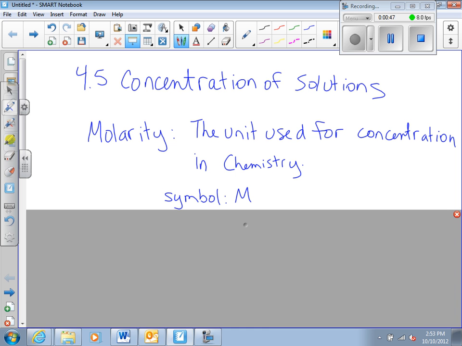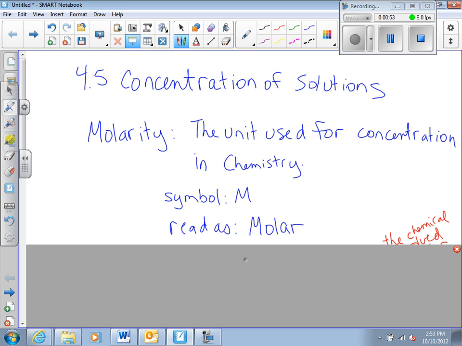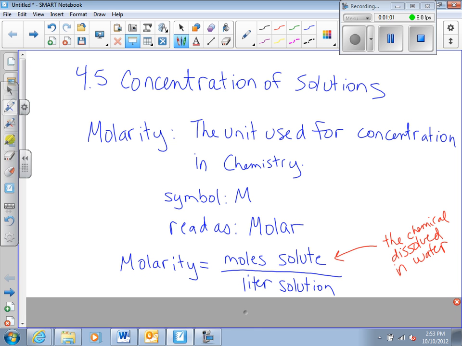So in chemistry, we use molarity, and the symbol for molarity is M, capital M. And when we see a capital M, we read the M as molar. We'll see in some problems later on, you'll hear me use the word molar. And the equation for molarity is moles of solute per liter of solution. And the solute is the chemical that's dissolved in the water solution.